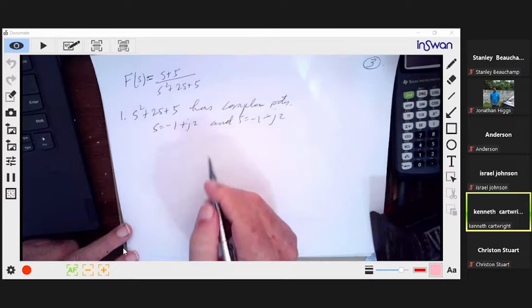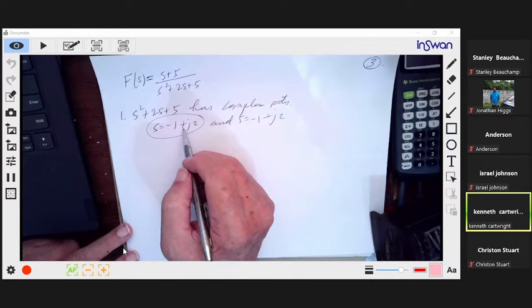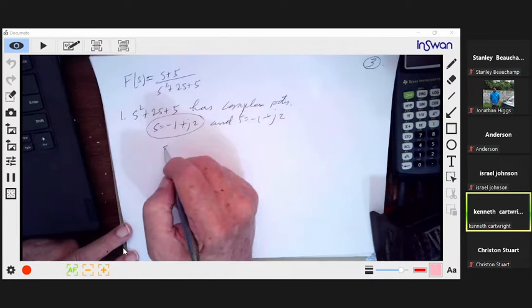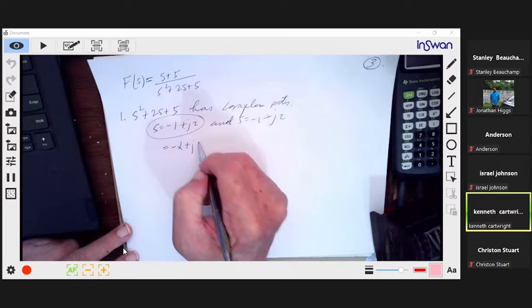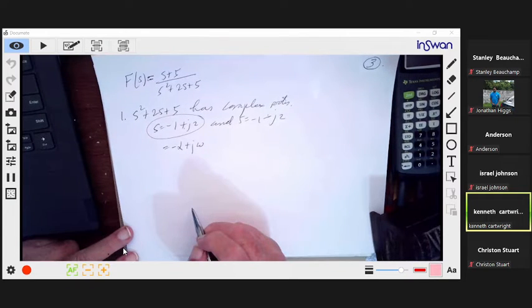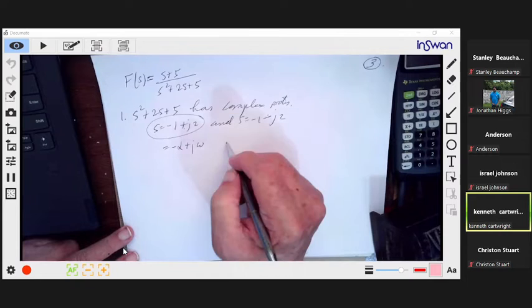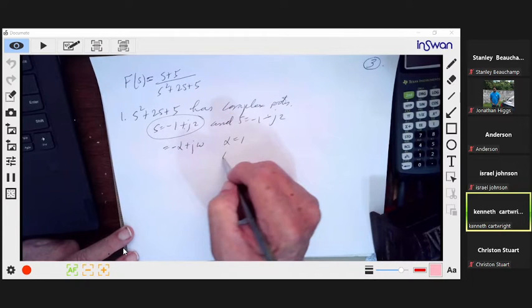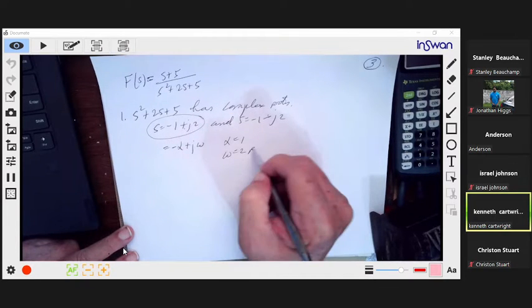And what we care about is this one, with a positive j. So this is negative alpha plus j omega. So clearly then alpha is 1 and omega is 2, 2 radians per second.